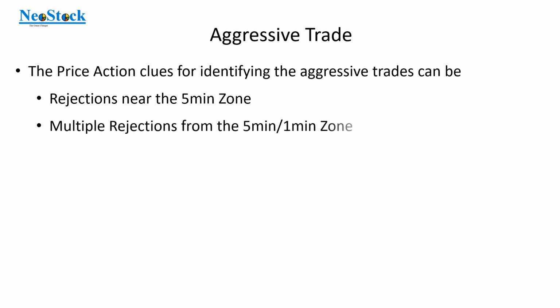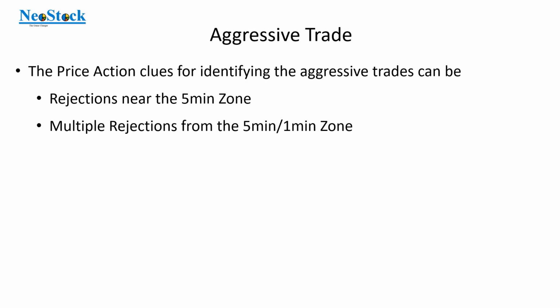The second one: multiple rejections from the 5-minute or 1-minute zone. The previous one is rejections near the zone, maybe one rejection or multiple rejections, it doesn't matter. But in the second scenario, there are multiple rejections from the 5-minute or 1-minute zone. Multiple means more than once. Maybe two very good rejections are already there; definitely we can plan a trade the third time.